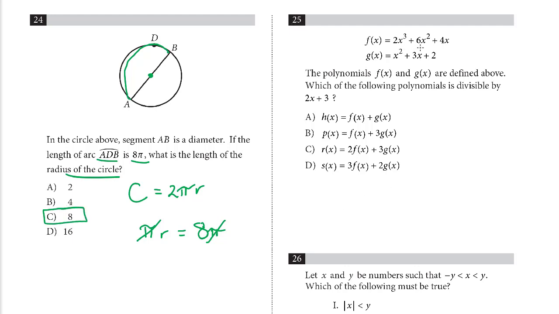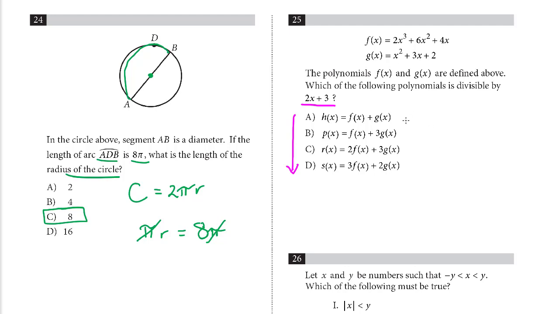25. F of x is 2x cubed plus 6x squared plus 4x. G of x is x squared plus 3x plus 2. The polynomials f of x and g of x are defined above, as we just mentioned. Which of the following polynomials is divisible by 2x plus 3? And note our answers are not just f of x or g of x. It's an operation between the different polynomials. They're added, they're multiplied and added, etc.